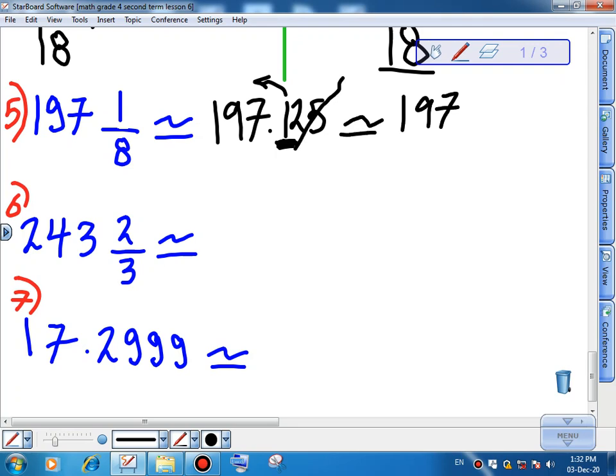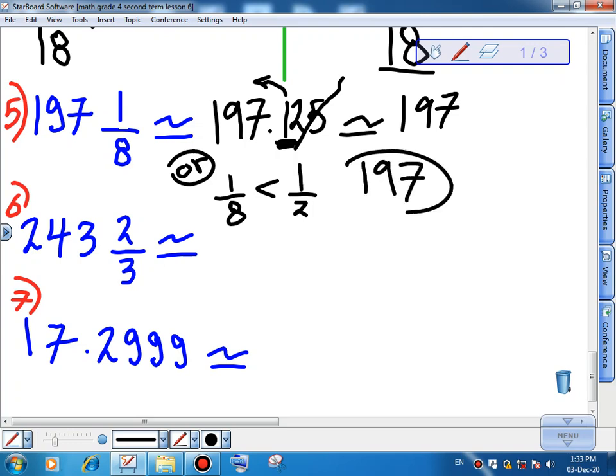Or I will use another method, which is 1 over 8, and 1/2. Is 1/8 smaller than or greater than 1/2? Let's do that: 2, 8. 1/8 is smaller than 1/2. So it is a weak number. Just give the whole part as it is. It will be 197.